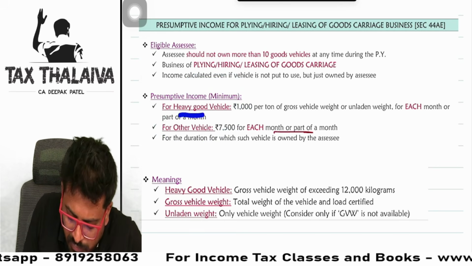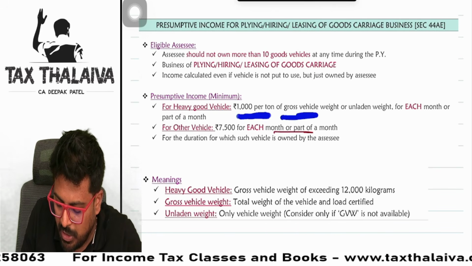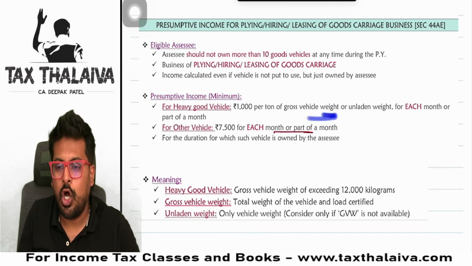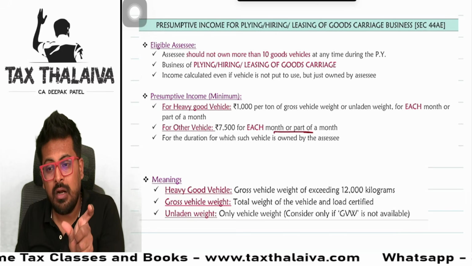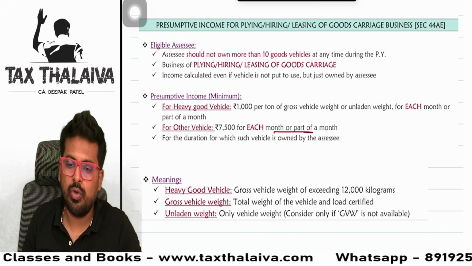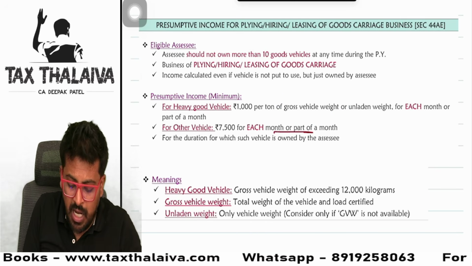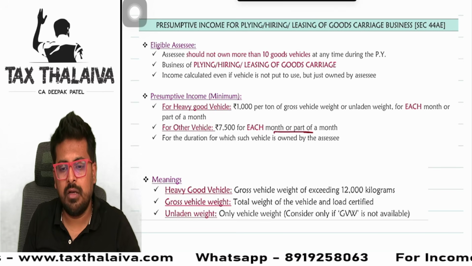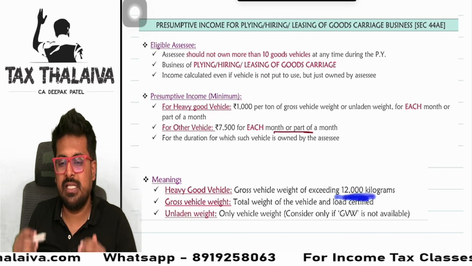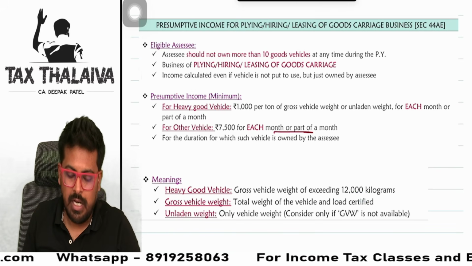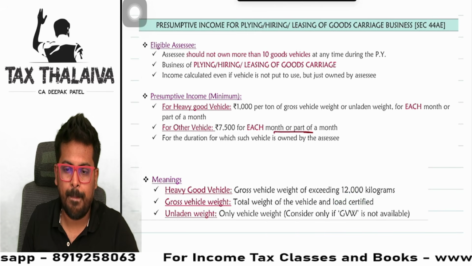What is this? For a heavy goods vehicle you have to offer a minimum of 1000 rupees per ton of gross vehicle weight or unladen weight for each month. So 1000 rupees per ton for each month you have to offer. Now how will you know, sir, whether it is a heavy goods vehicle or a light goods vehicle? You have to check. Heavy goods vehicle means exceeding 12,000 kgs gross vehicle weight, and if the vehicle weight is less than 12,000 it is a light vehicle.